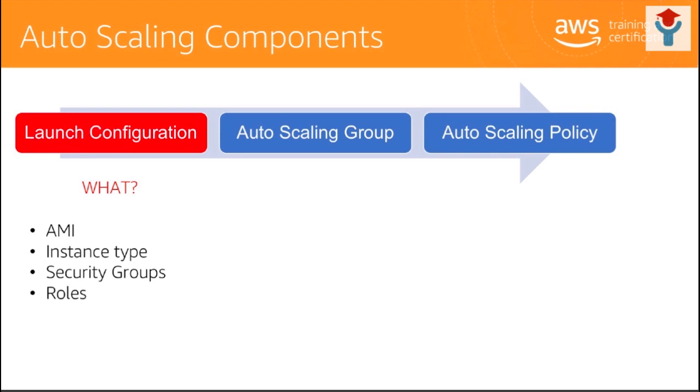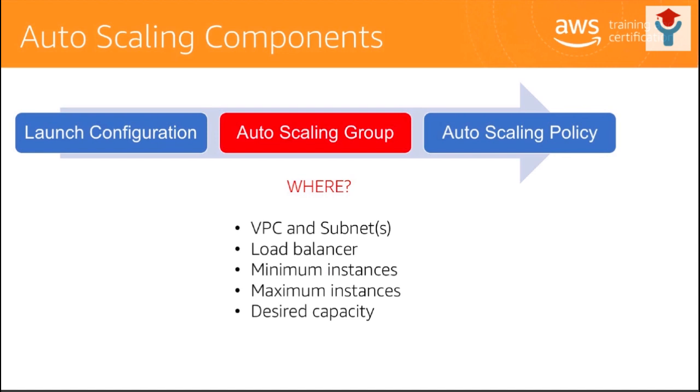What is a launch configuration? Well, this is all about defining what will be launched by autoscaling. Think of all the things that you would specify when you launch an EC2 instance from the console, such as which Amazon machine image to use, what instance type, security groups, or roles to apply to the instance.